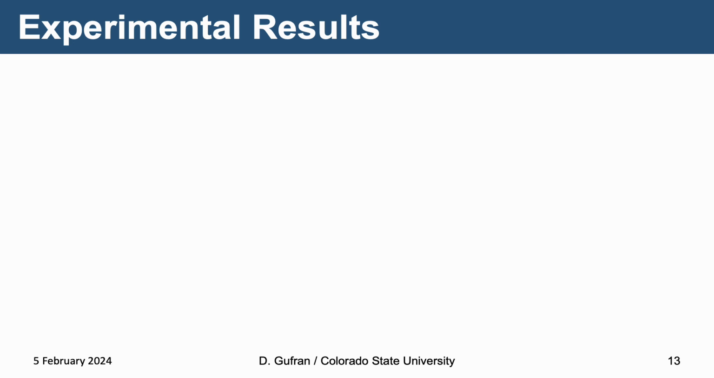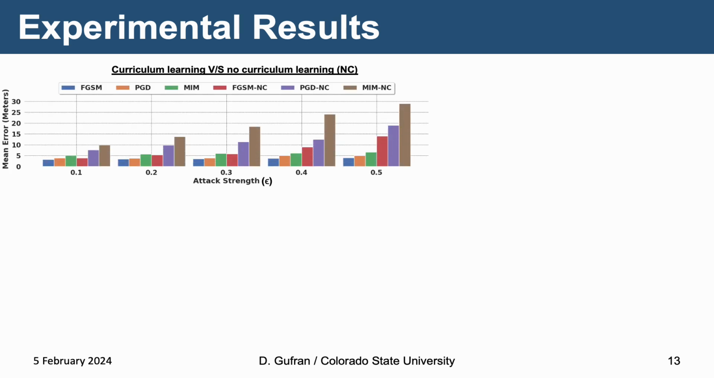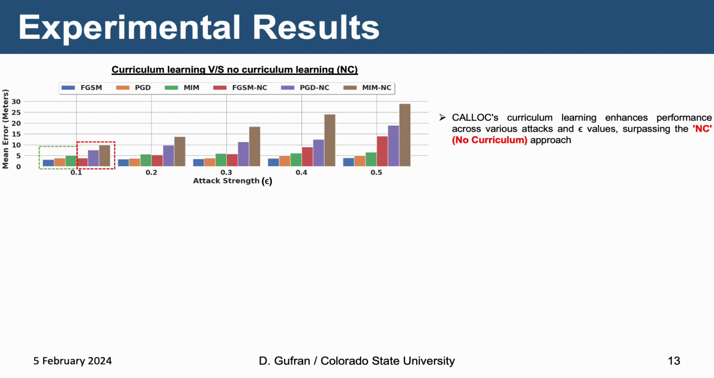Continuing our evaluation, we compared the effectiveness of curriculum learning in CALLOC against its counterpart, the no curriculum learning or NC approach. The graph illustrates the mean localization error across various attack methods for both CALLOC and the NC approach. The x-axis represents the attack strength or epsilon, while the y-axis displays the mean localization error across all RPs. Notably, the incorporation of curriculum learning significantly influences CALLOC's performance, showcasing lower mean localization errors even with the increase in epsilon compared to the NC approach.